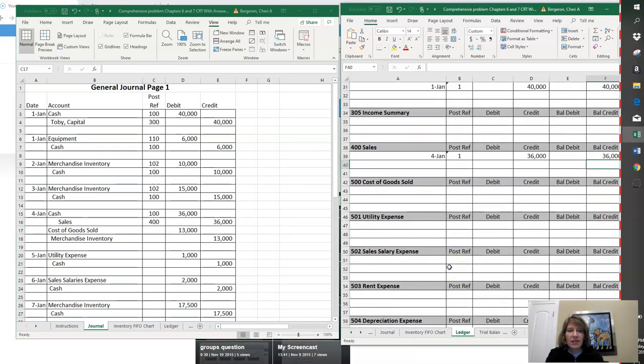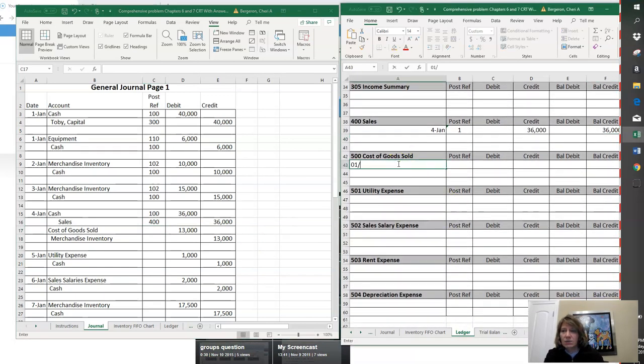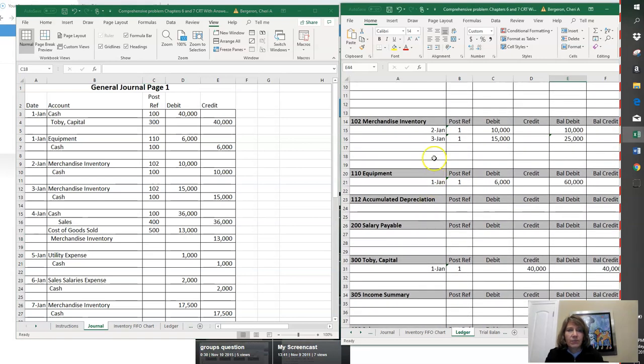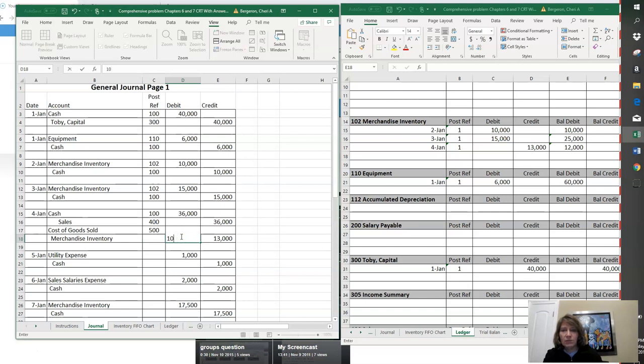Cost of goods sold is an expense. So we've got January the 4th from page 1, debit of $13,000. So it's got a balance of $13,000. That went to account number 500. Merchandise inventory, which is an asset, so I go up. This is still January the 4th. From page 1, merchandise inventory goes down with a credit for $13,000. So a debit and a credit, so I subtract, and my new balance is $12,000. That went to account number 102.